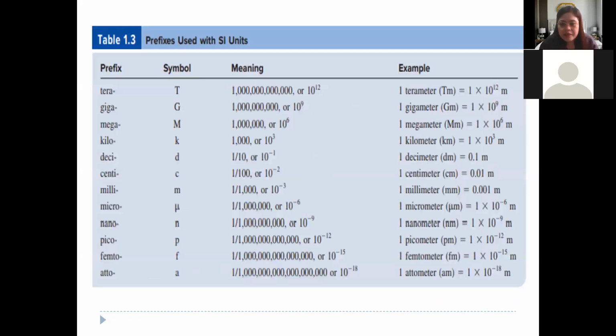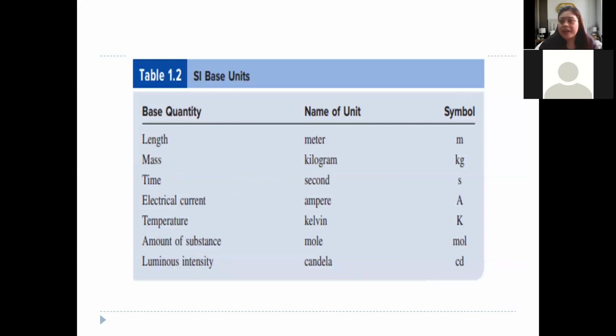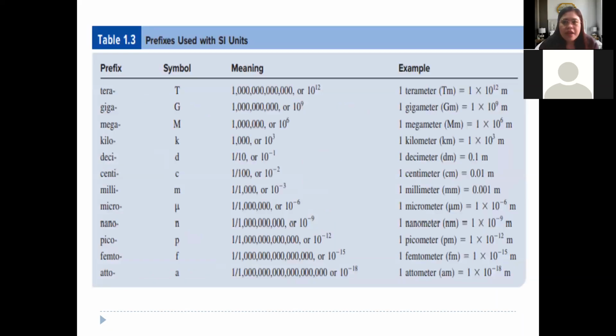Remember, in chemistry, units are very important. The numerical values, numerical data that we obtain in our investigation and experiment will be meaningless without these units. So this is very important for you to know. So again, take note of our units for the base quantities that we measure in chemistry. And aside from that, we use prefixes.